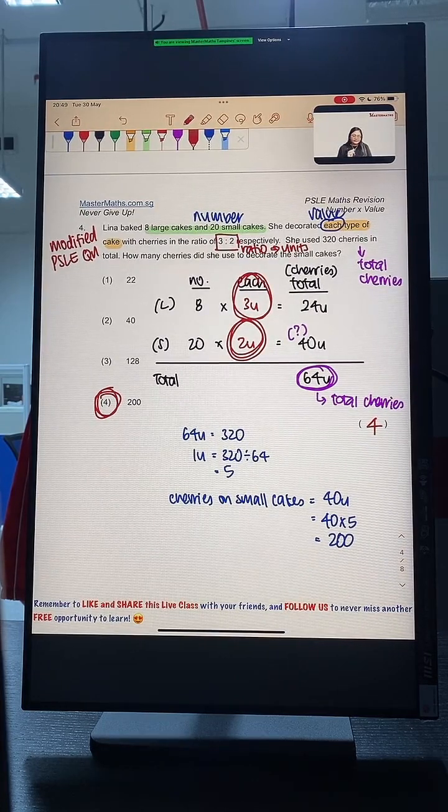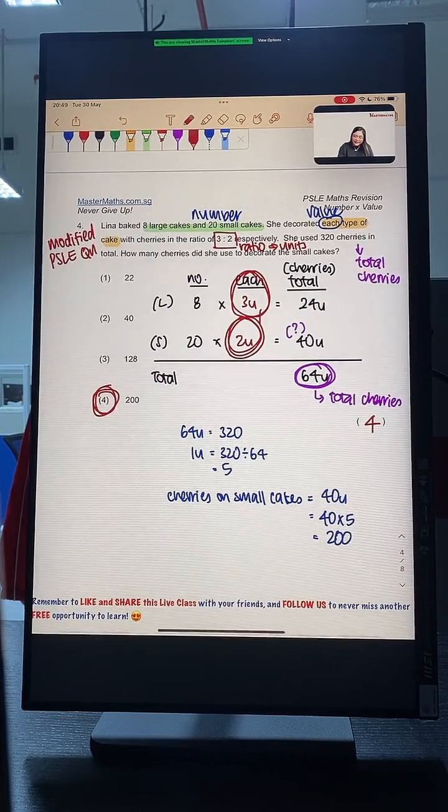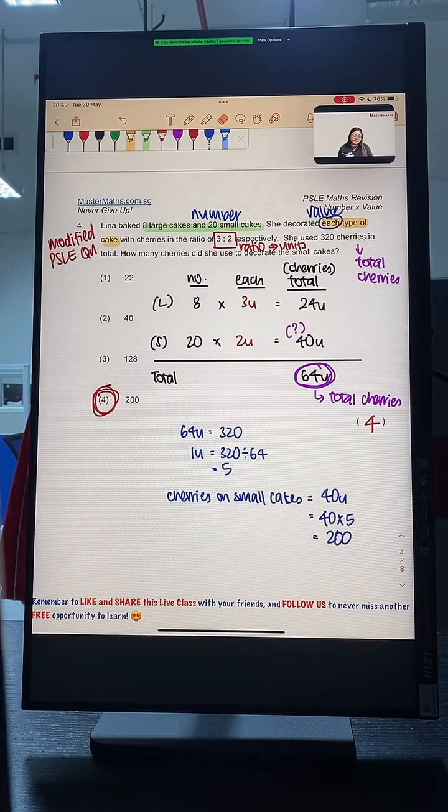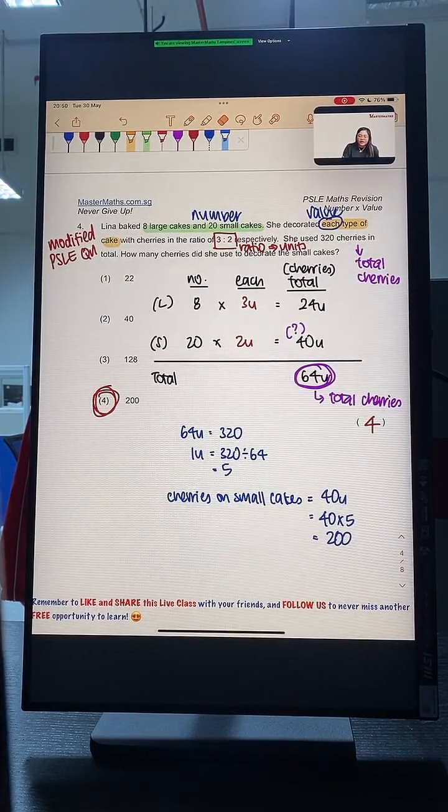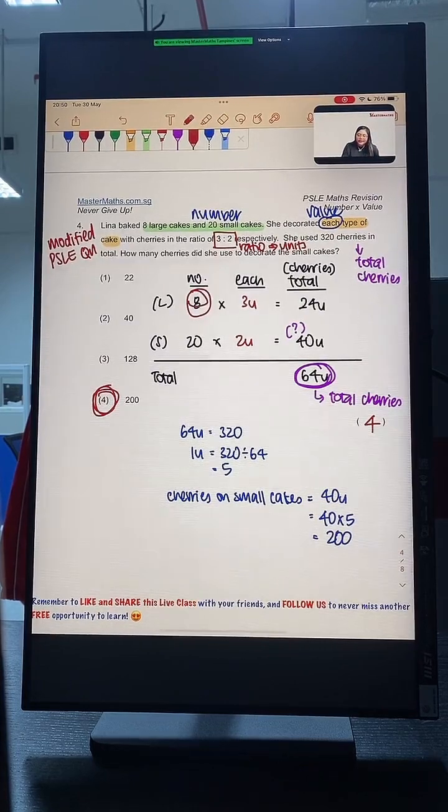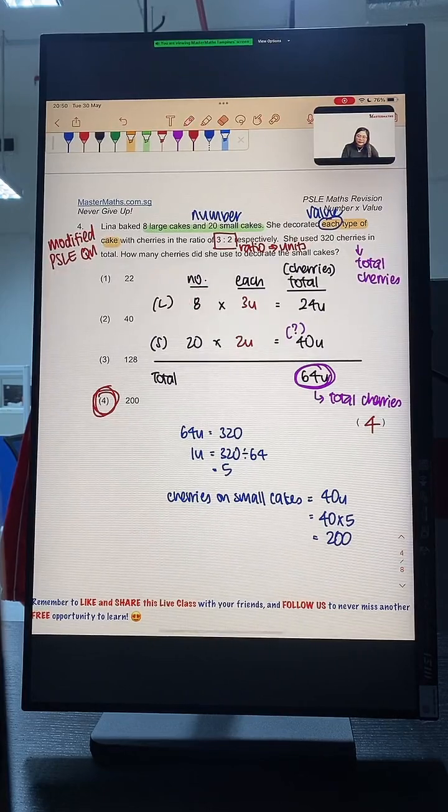Then after that, we want to find the total cherries. We have gone through this for the past few questions. To find total, we just take number times each. So if I have 8 large cakes, 1 cake is 3 units, 2 cakes is 6, 3 cakes is 9, and so on and so forth. I have 8 cakes, so I multiply to give me 24 units.